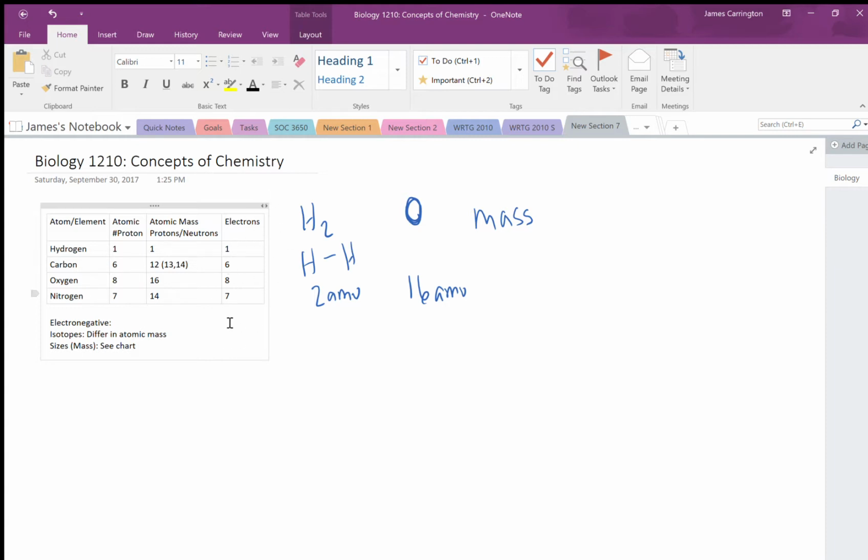The number of electrons is not important. I'm going to write that down here because it's not. However, the number of electrons in the outer shell is important. And so we're going to add another column right here to the table: electrons in outer shell.